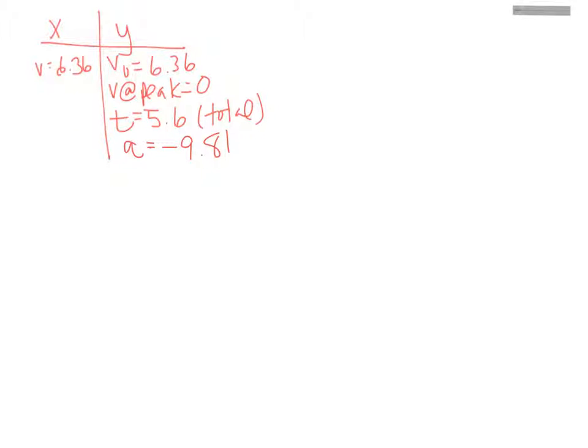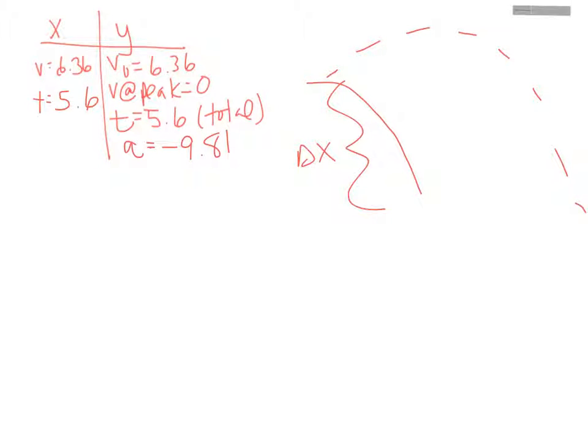So the first problem is asking me to solve for the height of the cliff. So if I draw my picture again, we've got the football going up and it's coming back down. So it's wanting me to figure out this displacement right here. And one other thing, we also know the time over here in the horizontal column is also going to be 5.6, because the time vertically and the time horizontally are going to be the same.